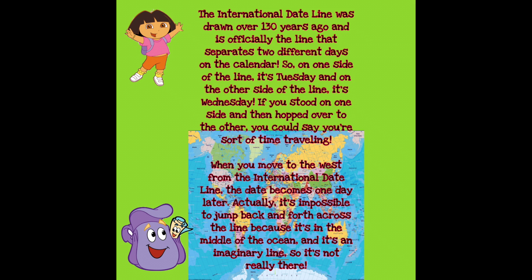The international date line was drawn over 130 years ago and is officially the line that separates two different days on the calendar. So on one side of the line is Tuesday and the other side of the line is Wednesday. If you stood on one side and then hopped over to the other, you could say you're sort of time traveling. When you move to the west from the international date line, the day becomes 1 day later.